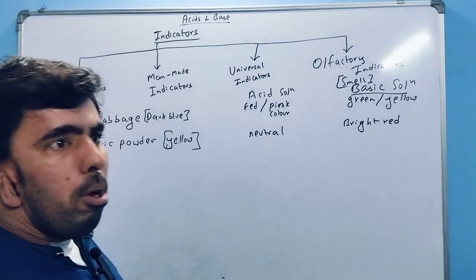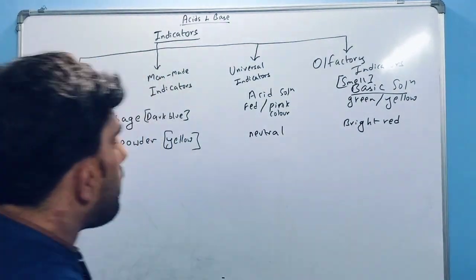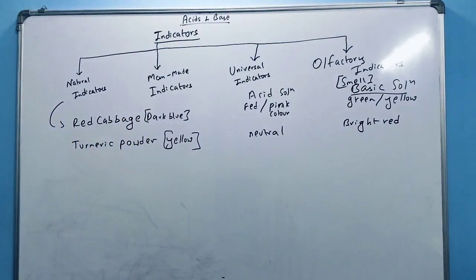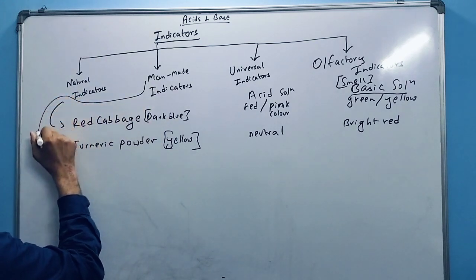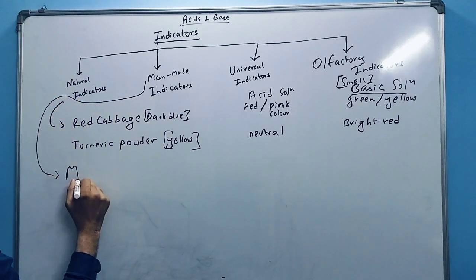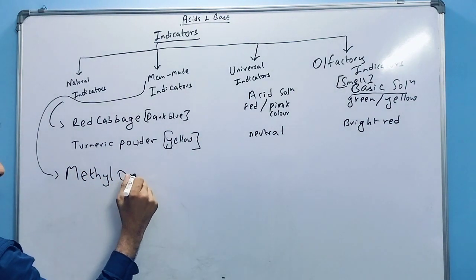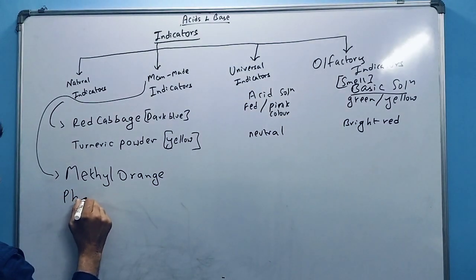Now we'll talk about man-made indicators. We have two types of man-made indicators, that is methyl orange and phenolphthalein. Now we'll talk about methyl orange and phenolphthalein.